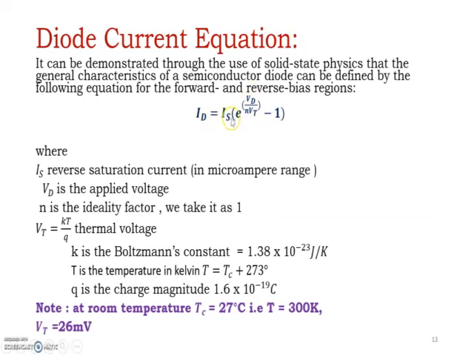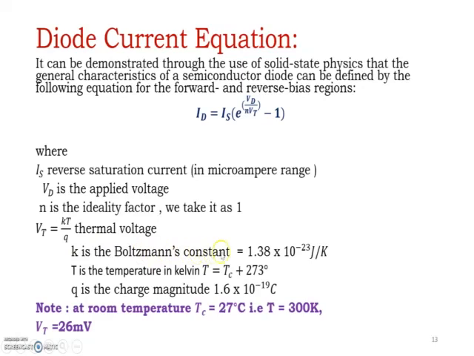What is Is? Is is the reverse saturation current. As I said earlier, the reverse saturation current is very small, in the microampere, nanoampere, or picoampere range, because it is due to minority charge carriers. What is Vd? Vd is the applied voltage, the voltage across the diode. n is the ideality factor. Based on the construction, its value ranges from 1 to 2, but in this course we will take n as 1. This Vt is called the thermal voltage, which is nothing but kT by q. What is k?